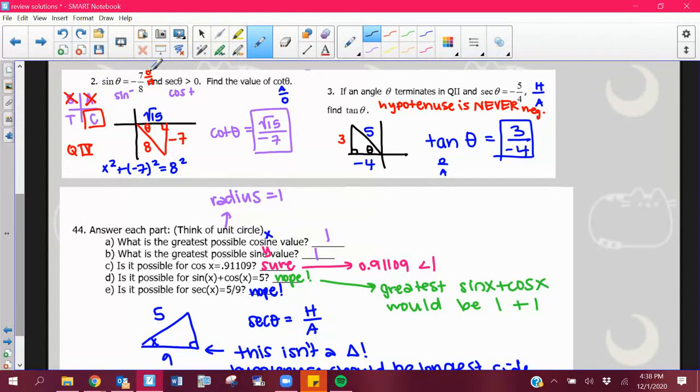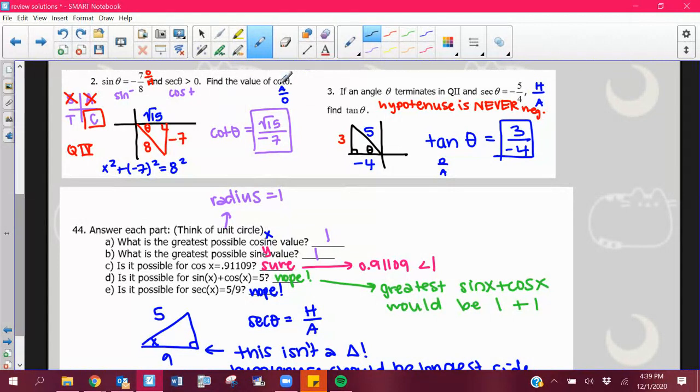Now I know the sine is -7/8. So the opposite over the hypotenuse was 7/8. Your hypotenuse is never, ever negative. So that makes this opposite leg negative, which makes sense based on the picture. And then your hypotenuse would be 8. Now you're going to do the Pythagorean theorem to find that missing leg. Again, the negatives end up canceling out. So now I know that my adjacent leg is √15.